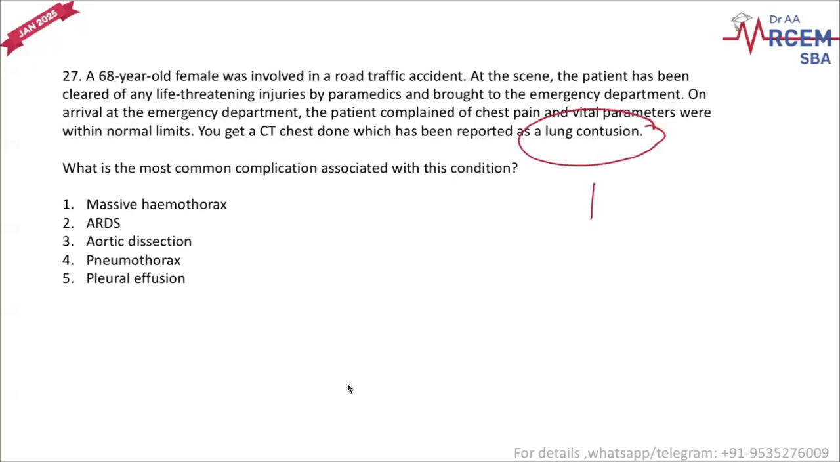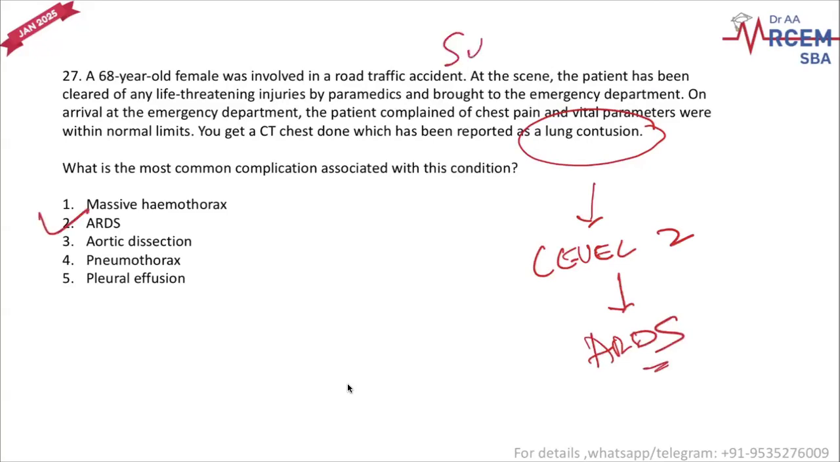Lung contusion patients, we always admit in level 2 care. Why do we admit in level 2 care? Because they are prone to ARDS. For that reason, we admit them in level 2 care. So the right answer is ARDS. The same question was repeated in September 2024 exam.